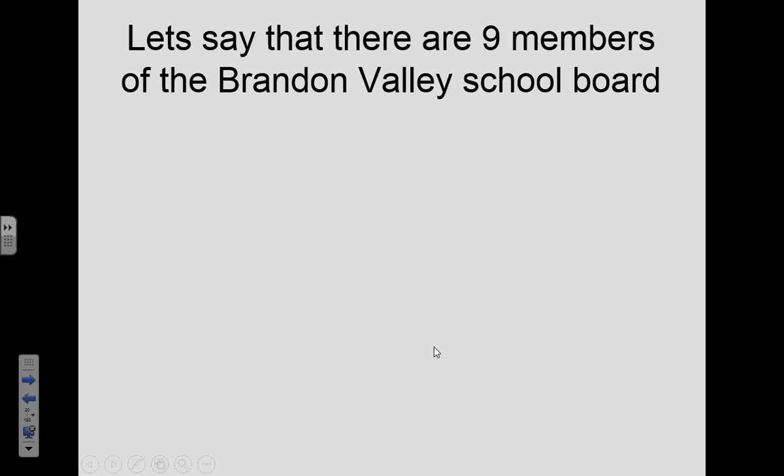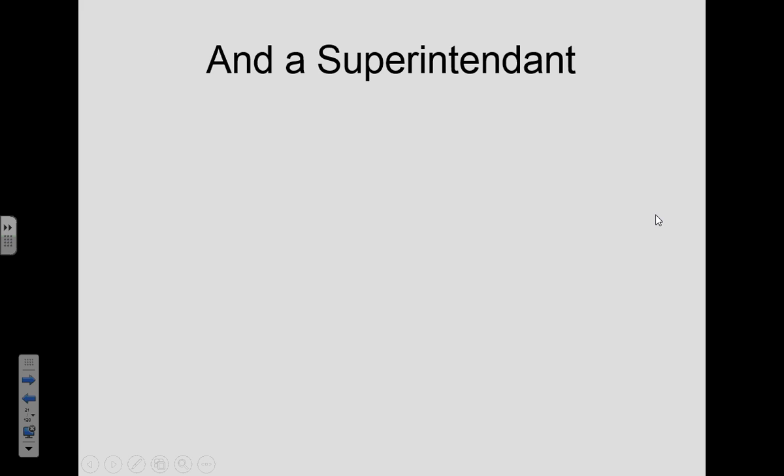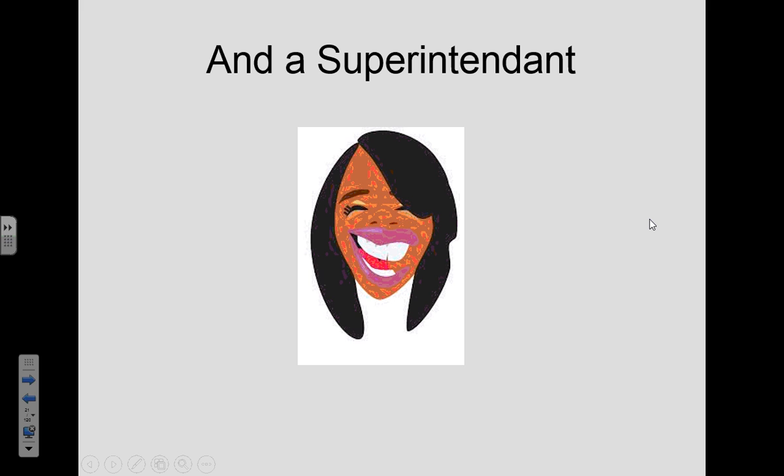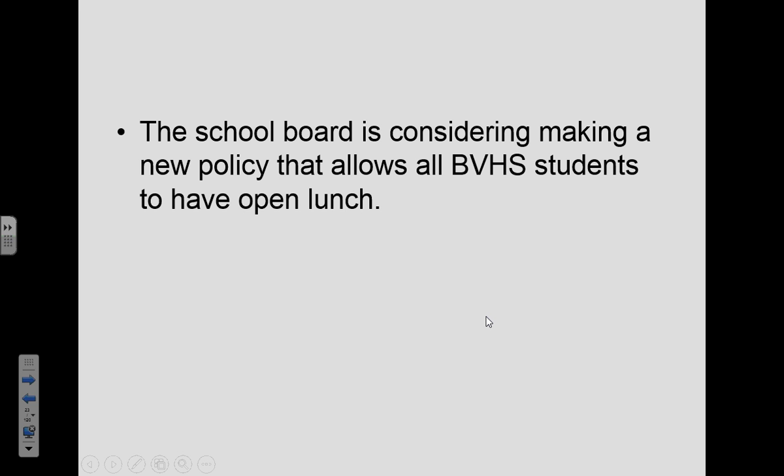Let's do an example here. Let's say that there are 9 members of the Brandon Valley School Board. We'll just say these are the 9. And let's say that we have a superintendent. And let's say in order for any piece of legislation or any new rule to be made, a majority of the school board must approve it and the superintendent must sign it. Very similar to how, in order for a bill to become a law, it has to pass through a majority of Congress, and then the President of the United States must sign it. So let's say that the school board is considering making a policy that would allow Brandon Valley High School students to have open lunch.